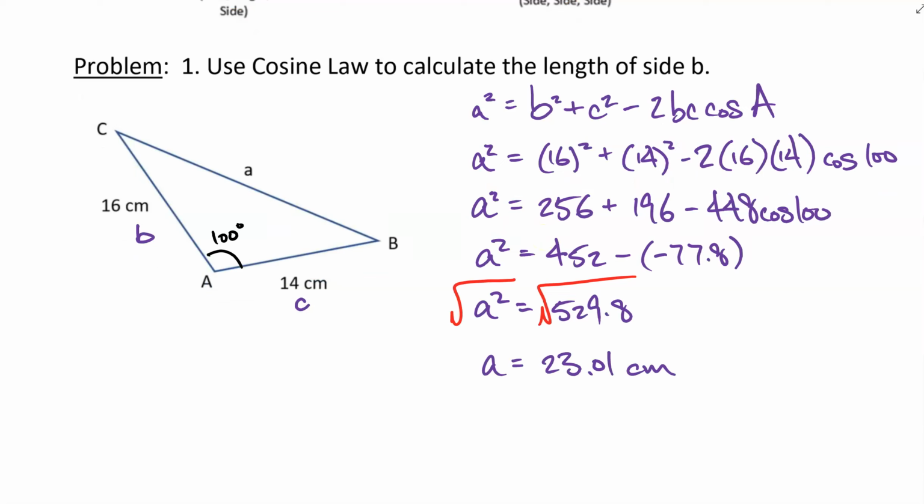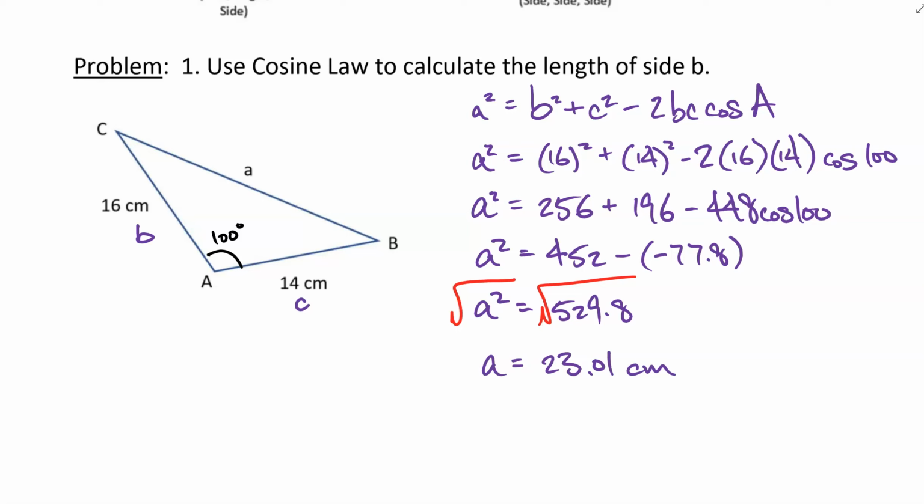You see, after the substitution, 16 squared is 256, 14 squared is 196, and you want to subtract this 2 times 16 times 14 cos 100. 2 times 16 times 14 is 448. It still needs to be multiplied by the cos 100, and when I do that, I have 452 subtract 448 cos 100, which actually works out to be negative 77.8. So when you subtract a negative, you're going to end up with a positive, right, adding, and that turns out to be 529.8. And you square root both sides, you get 23.01.